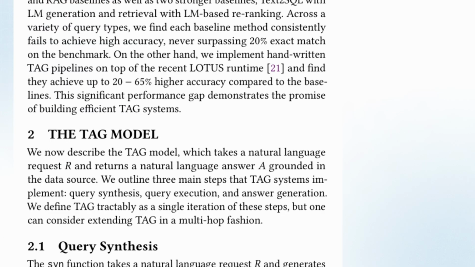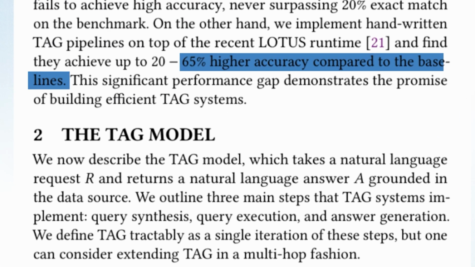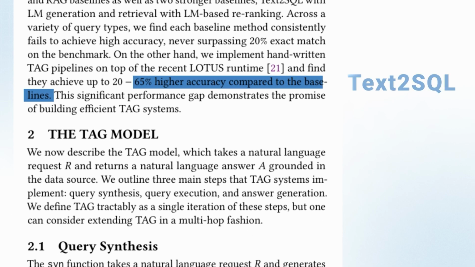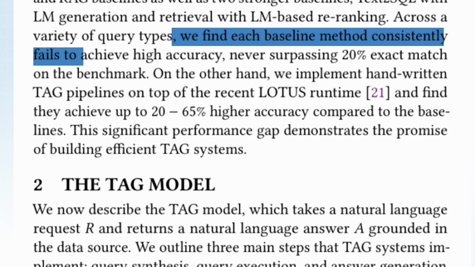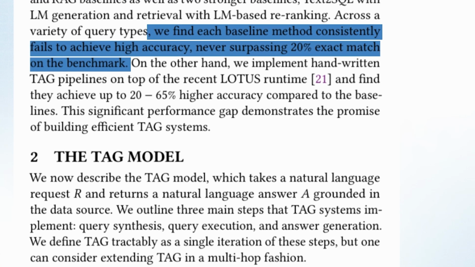But how is TAG better than other approaches? Let's understand from the numbers. While evaluating TAG, they found out that TAG achieved up to 65% higher accuracy than baseline methods like text-to-SQL and RAG. Not only that, the baselines didn't even come close to exceeding 20% accuracy in answering the benchmark queries. The modified queries require knowledge beyond the database and should be able to perform extensive tasks like reasoning as well, which the baseline approaches were not able to achieve.